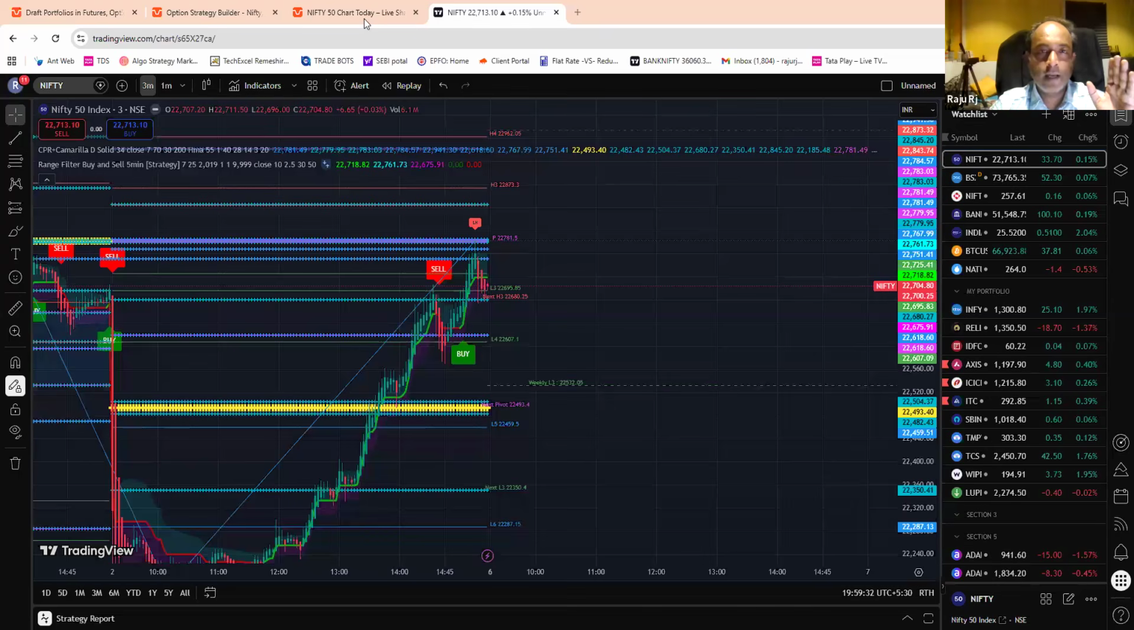On the date of expiry, from 2:30 to 3 o'clock, or even 2:45 to 3:15, you can go for selling strategies. Otherwise, till 2:40, deploy only 20% of your total capital. Slowly deploy more and more, be in strategies, go for a buying and selling combination.